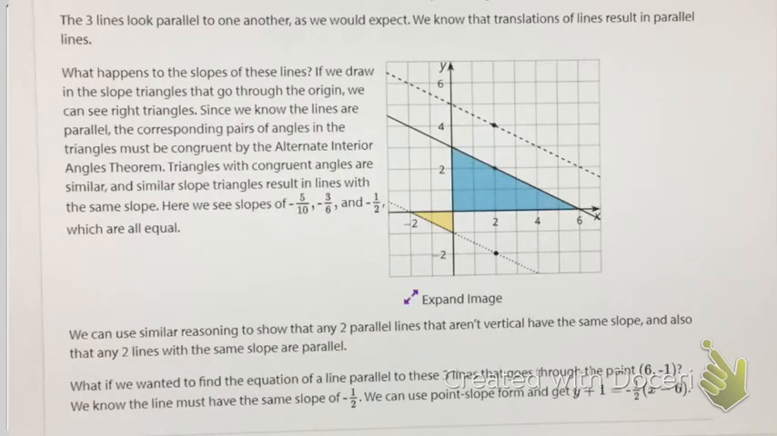So bottom line, well, not bottom line yet. Summary first. The idea is that by drawing the parallel lines and connecting them to the axes, you've got this situation going on here.